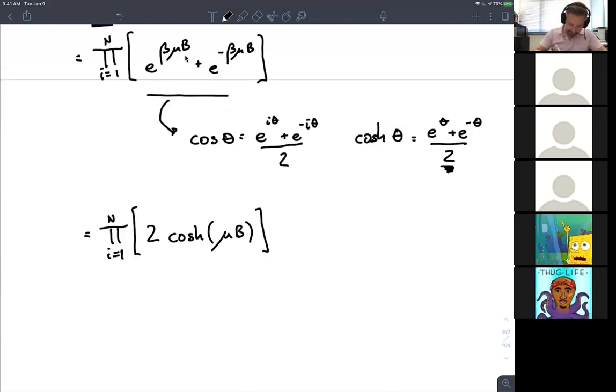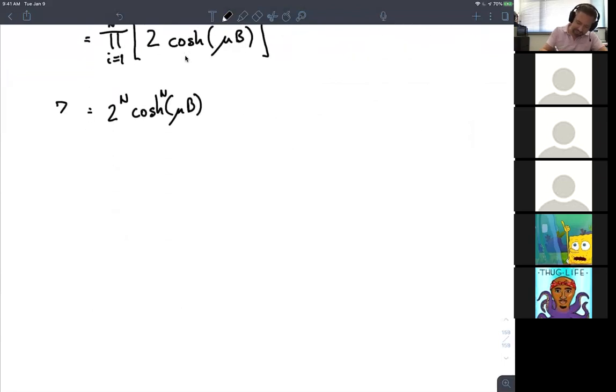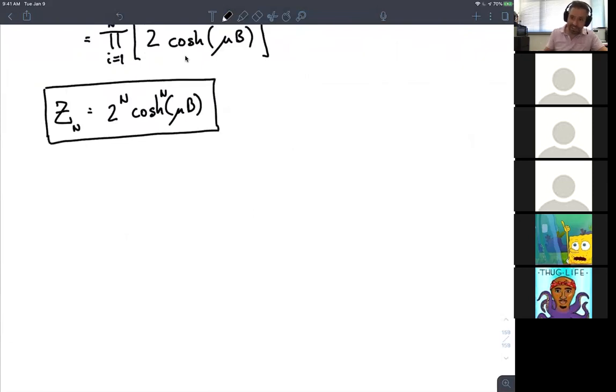So when you take this product, what you're going to get is just 2 to the n cosh mu b to the n. That's it. So here is our partition function. That just could not be prettier, right? You start out with some god-awful looking sum, and you wind up with this lovely closed form. It's just one term. It doesn't get any prettier than that.